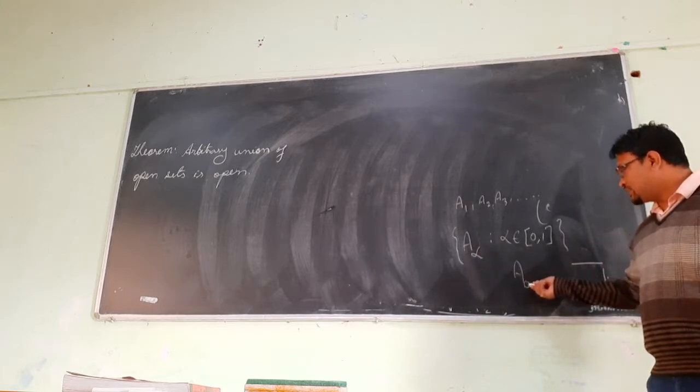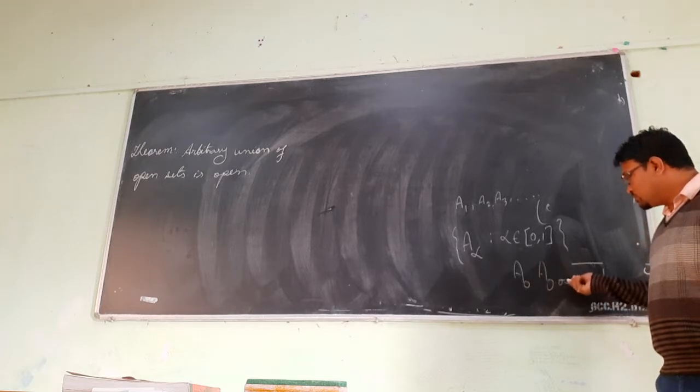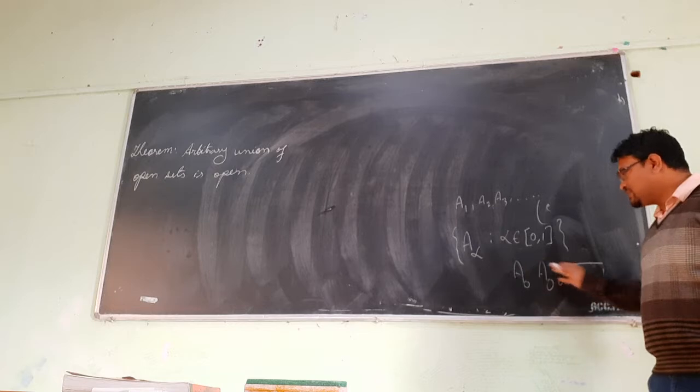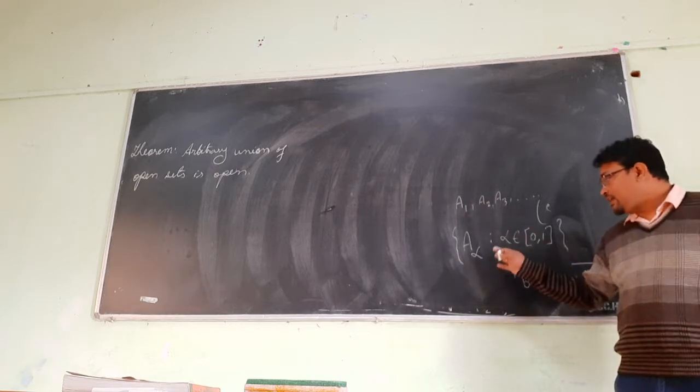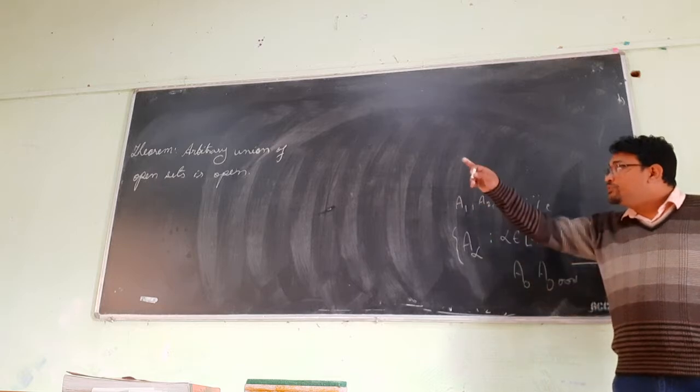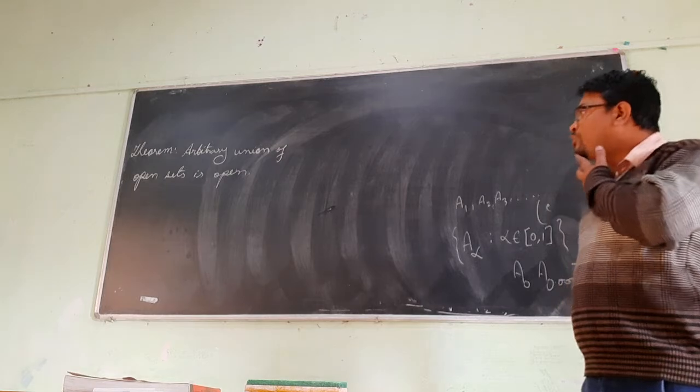So there are open sets like A0, then A0.00001. We cannot list them. So it says that even if there is an uncountable collection, if you take the union, it is going to be open. So the arbitrary union of open sets is open.